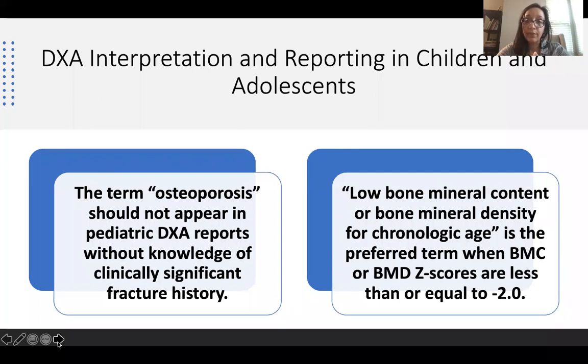So again, a couple of notes here. The term osteoporosis should not appear in a pediatric DEXA scan report because we don't know clinically significant fracture history. We don't know all the components of the patient's story. However, usually the term that's present is going to be low bone mineral content or low bone mineral density for chronologic age. That's the preferred term when BMC or BMD Z-score are less than or equal to -2.